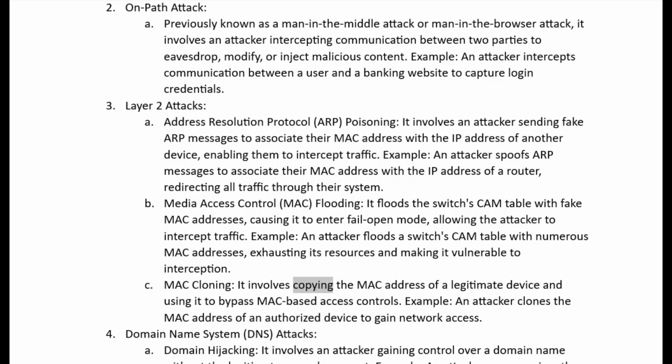MAC cloning. It involves copying the MAC address of a legitimate device and using it to bypass MAC-based access controls. Example: an attacker clones the MAC address of an authorized device to gain network access.